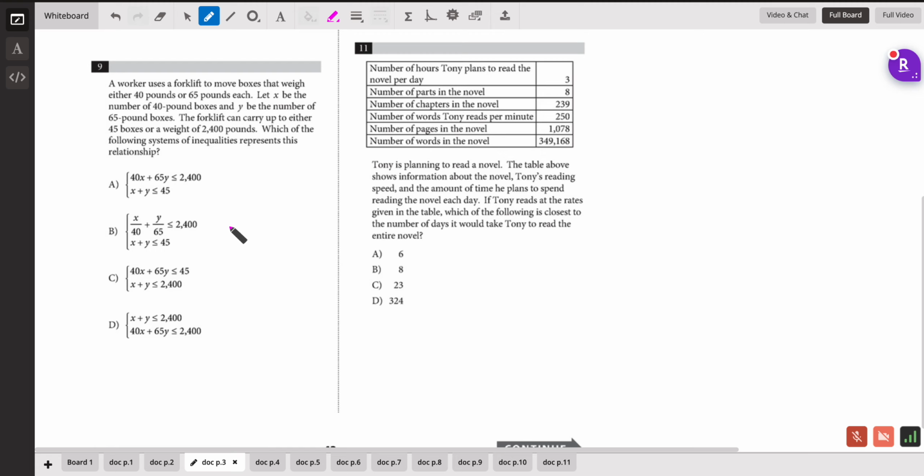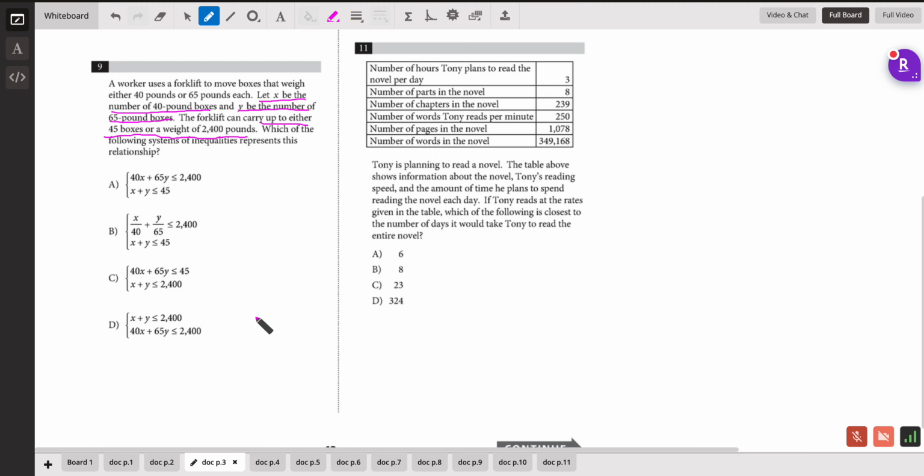Number 9 here, we're going to create a system of inequalities. And it says a worker uses a forklift to move boxes that weigh either 40 pounds or 65 pounds each. Okay, let X be the number of 40-pound boxes and Y be the number of 65-pound boxes. The forklift can carry up to either 45 boxes or a weight of 2,400 pounds. Okay, which of the following is a system of inequalities that represents this relationship?